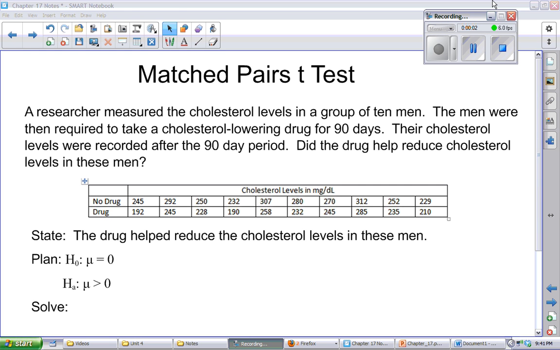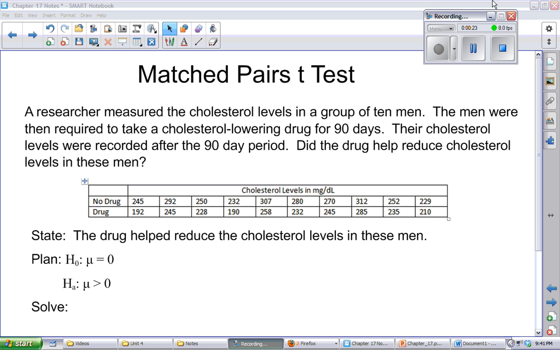A variation on the one sample t-test is the matched pairs t-test. The biggest difference between the two tests is that in a one sample t-test, we only have one sample. In a matched pairs t-test, we're technically taking two different samples, but these samples are matched up in one shape or form. For example, we could be looking at the before and after of an athlete.